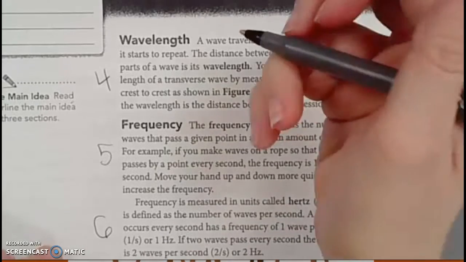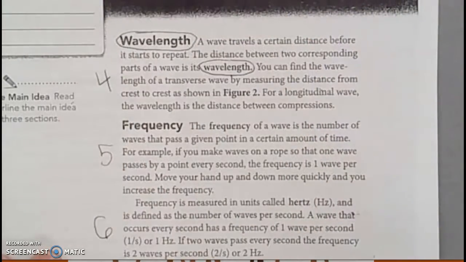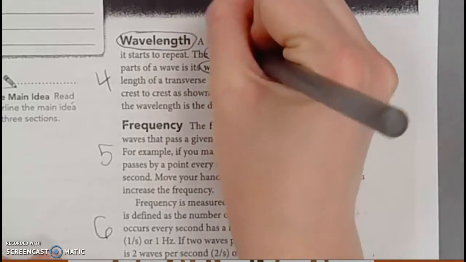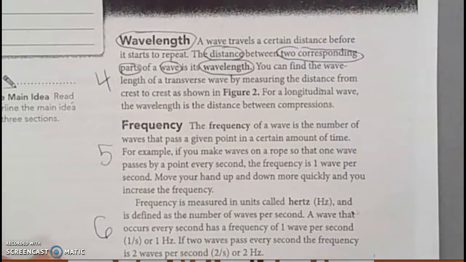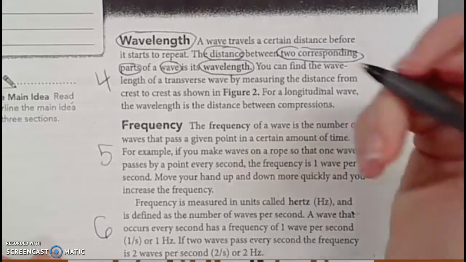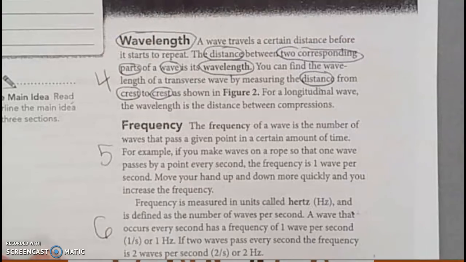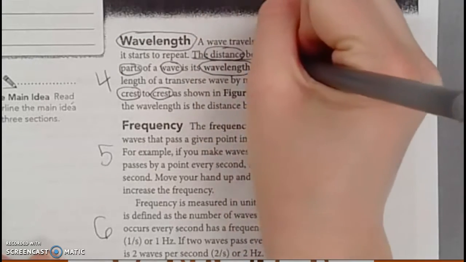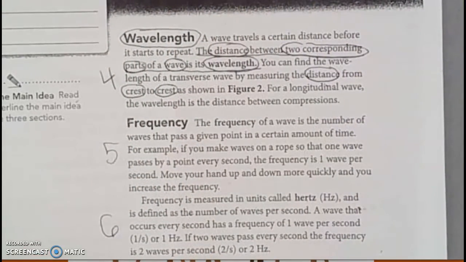Okay, now that you are back, we know that some of our important words are wavelength, because that's the title. We also want to find words that help describe what the wavelength is. We know the wavelength is the distance, and it's the distance between two corresponding parts of a wave. It also talks about how you measure the distance from crest to crest. So those are the things we should have circled. Our main idea sentence is that definition of wavelength, which is the distance between two corresponding parts of a wave is its wavelength. So we want to make sure we have that underlined.